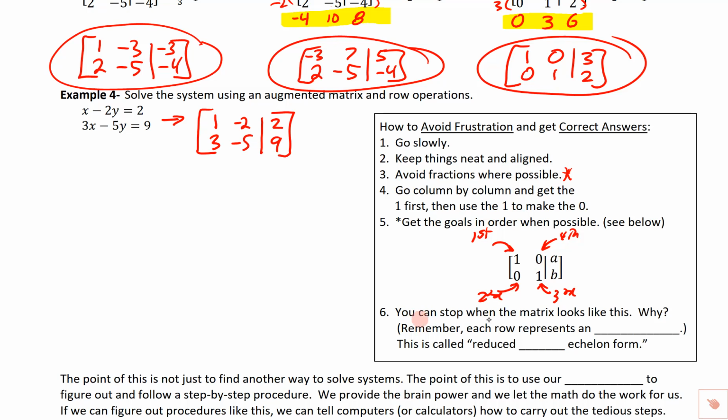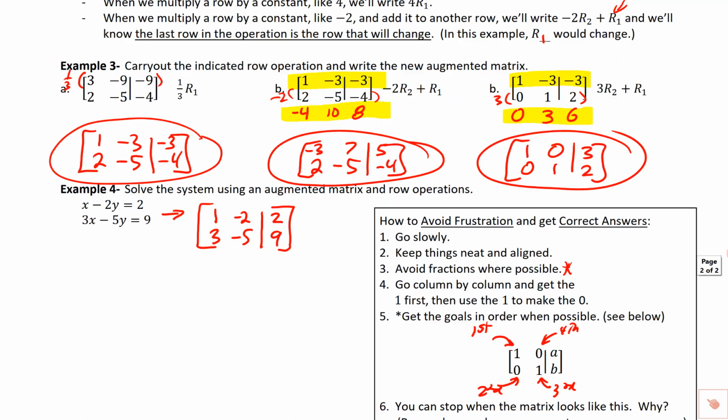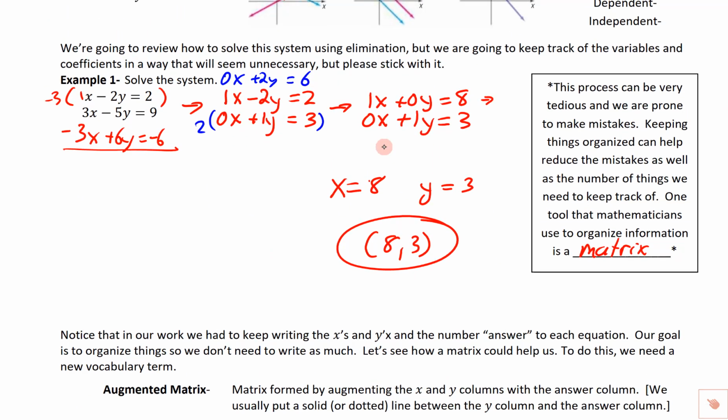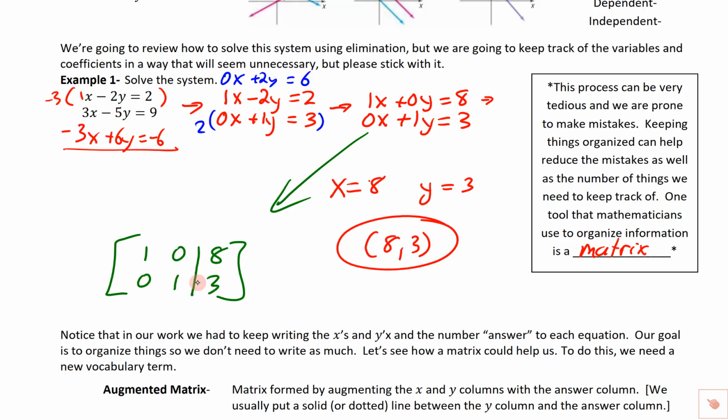And remember, you can stop when the matrix looks like this, and here's the reason why. If we come back up here and we take a look at this one that I did in such a silly way, let's say we wrote this as an augmented matrix right here. So I'm going to come down here. In fact, let me change colors so that this looks different. If I were to write that as an augmented matrix, notice this would be 1, 0, and 8, and this would be 0 and 1 and 3, and we'd have a line right here. Well, this is the X column, this is the Y column, and then this is the answer column. So we can literally read off the answer right here.